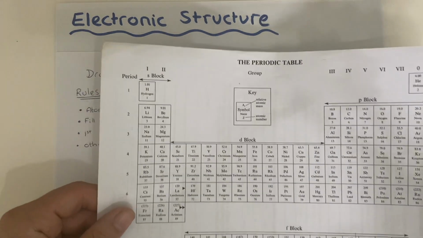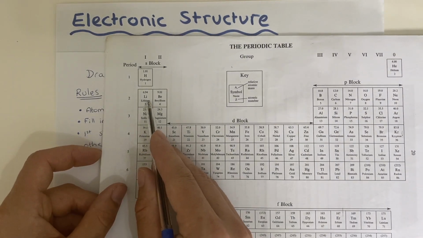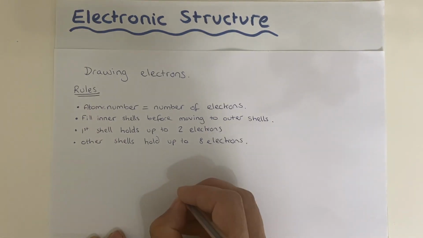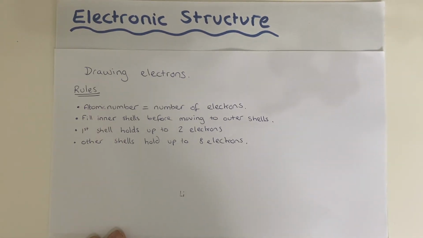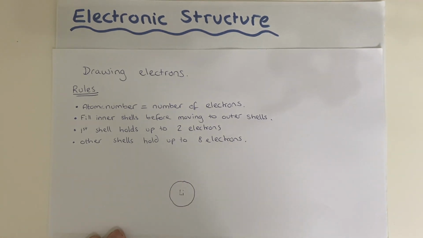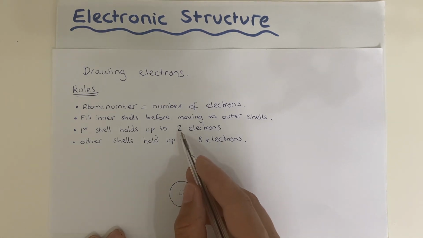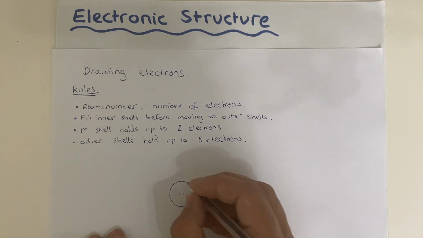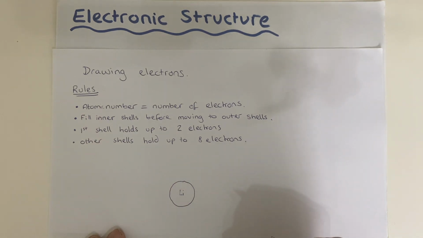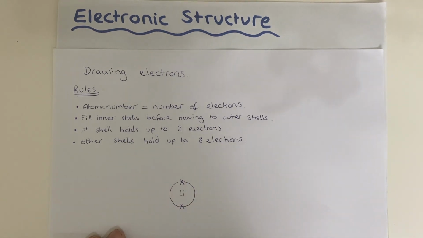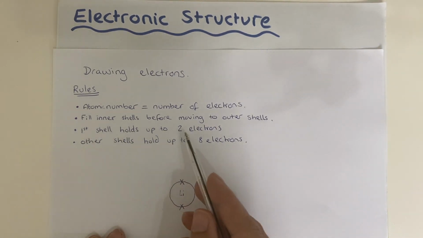If I pick lithium, the smaller number is 3, so it has 3 electrons. I'm going to write Li just to represent the nucleus, and I'm going to draw a circle which represents my first electron shell. Now I've got 3 electrons total to draw. The first shell can only hold 2 though, so I can't draw all 3 electrons in this first shell. I can only draw 2, and I can represent the electrons by drawing a little X. So I'll draw an X here, I'll draw an X here. That's 2 electrons, which means the first shell is full.